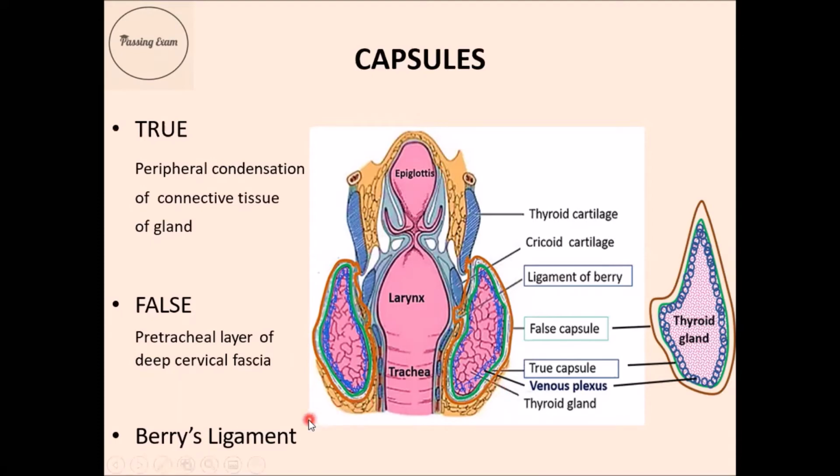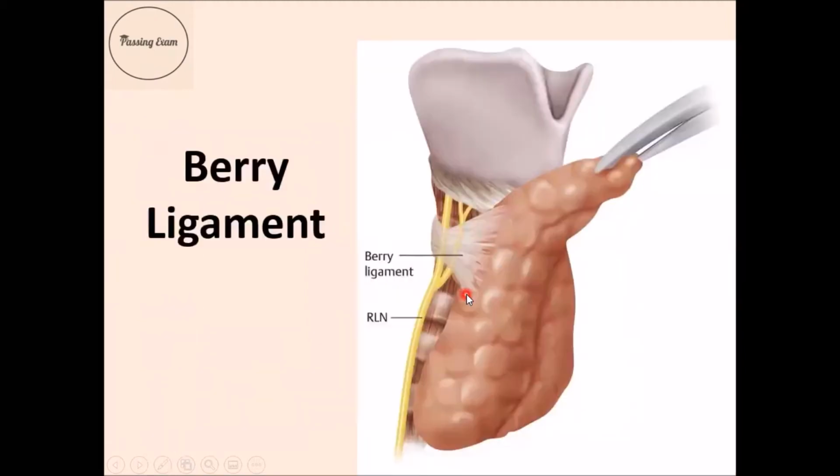And there is a very commonly asked question: what is Berry's ligament? So Berry's ligament is actually a condensation of the pretracheal layer of deep cervical fascia, or you can say condensation of false ligament, in the most posteromedial aspect of the gland, where it is firmly adherent to the cricoid cartilage. This diagram is showing clearly what is Berry's ligament. You can see thyroid gland is firmly attached to the cricoid cartilage with this Berry's ligament, which is actually condensation of pretracheal fascia.